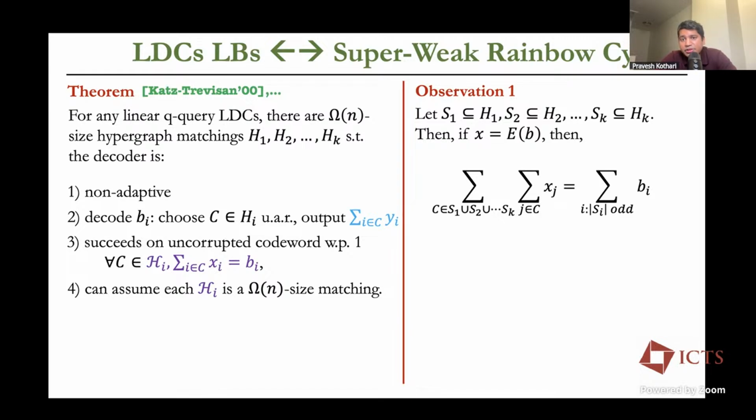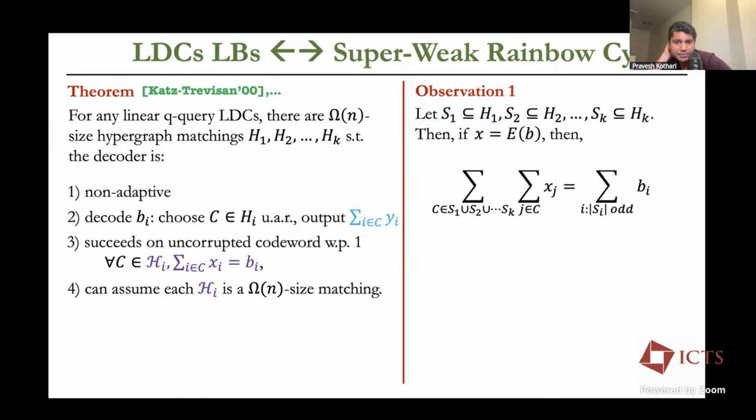The observation says, suppose you take a subset of hyperedges, S1 from the first matching, S2 from the second matching, Sk from the last matching. Let's say X is a code word, so X is an encoding of some message b. X is the uncorrupted code word, by the way. If I take this code word X and I add up the bits that appear in any hyperedge in any of the Si's, then I can say something about what this sum should look like.